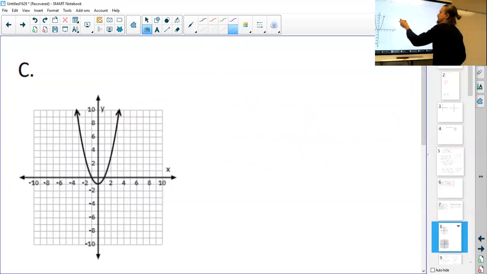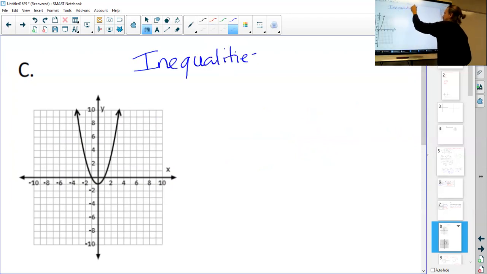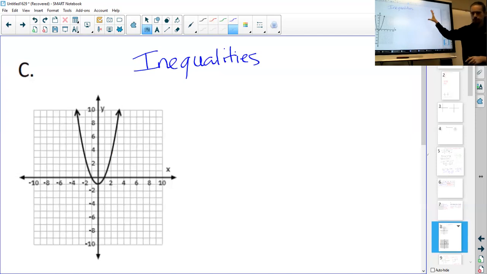Okay. Where it gets a little bit more involved is if they give you a graph. So we are going to look at this using inequalities. There's actually 3 different ways we can show the domain and range here. Each day we're going to look at one of them. We're going to start off with inequalities.